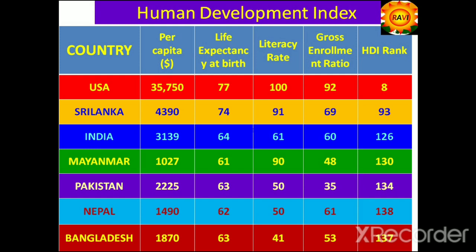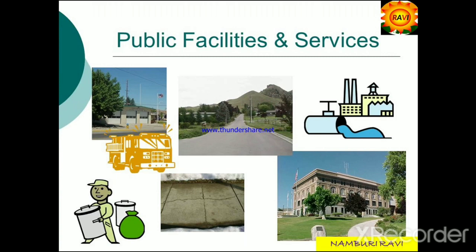Literacy rate is 61%. It is the old census. At present we have more than 87% literacy rate. It has crossed near about 90%. And our rank in the HDI is 126. Like Myanmar, rank in HDI is 130, Pakistan rank is 134, Nepal rank is 138, and Bangladesh rank is 137.